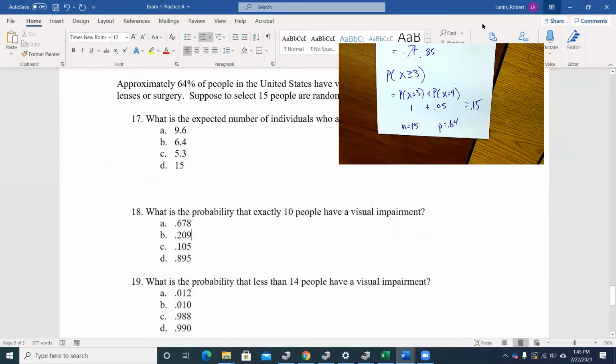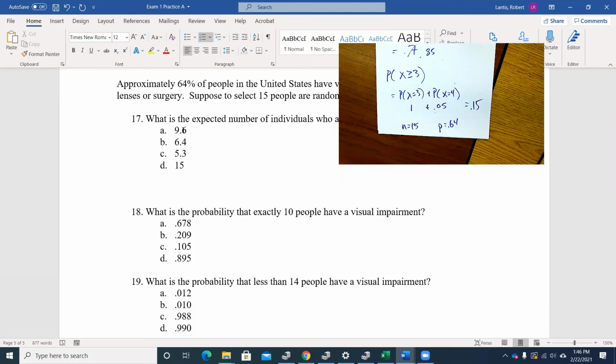If we look here though, if I think about the answer of D here, right? On average, we said 9.6 people have a visual impairment out of 15. So 9 and 10 are going to be pretty likely outcomes, right? Let's just assume for a second they're the only two outcomes we could see. We know that's not true. We could actually see anything from 0 to 15.